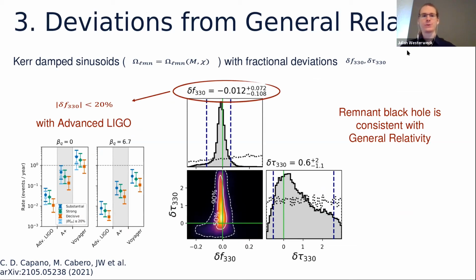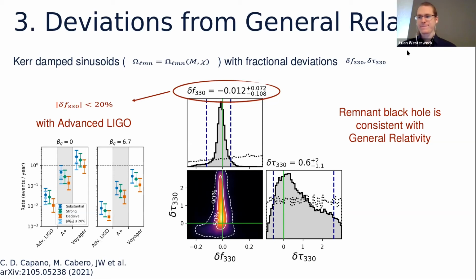That is, we impose the relation between the different mode parameters as predicted for a perturbed Kerr black hole. But then we allow for a fractional deviation in the frequency and in the damping time of the second mode. The expectation for these two parameters from general relativity is, of course, that the value for both is 0.